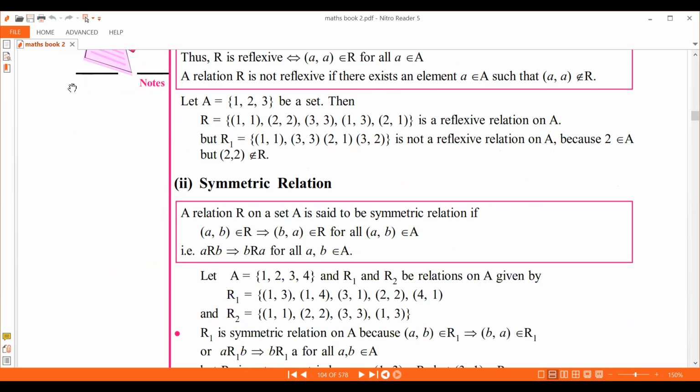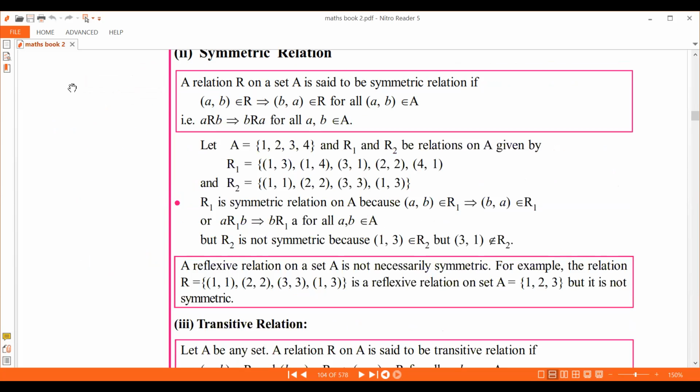Symmetric relation. Now you see. A relation R in set A is a symmetric relation if (a, b) belongs to R and then you topple that. When you topple (a, b), what will it become? (b, a). If you swap that, you will get (b, a). After swapping, that swapped element also should be there in R.